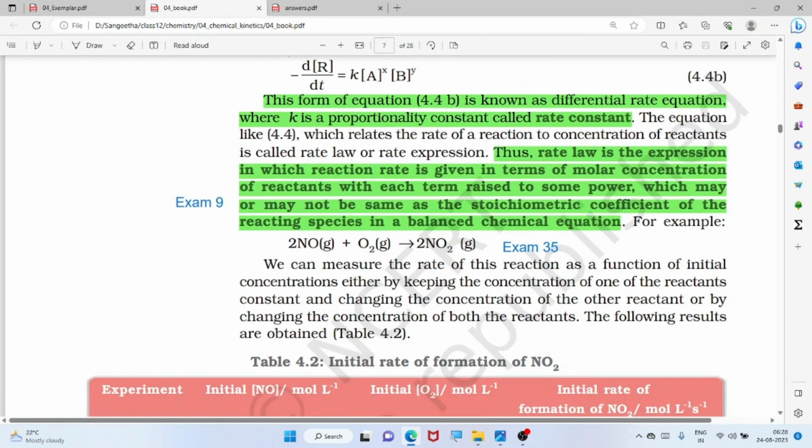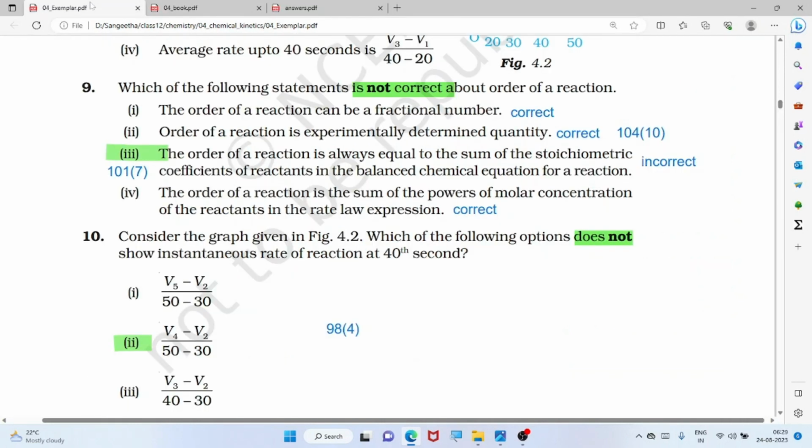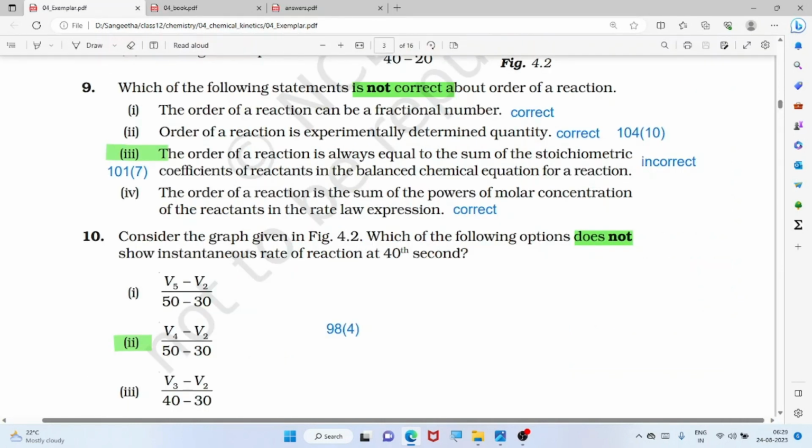See, thus the rate law expression in which the reaction is given in terms of molar concentration. Okay, this is correct. Which may or may not be the same as the stoichiometric coefficient. This is important. Okay, which may or may not. So here they have given the order is equal to the sum of. Okay, it may or may not. So this is incorrect.